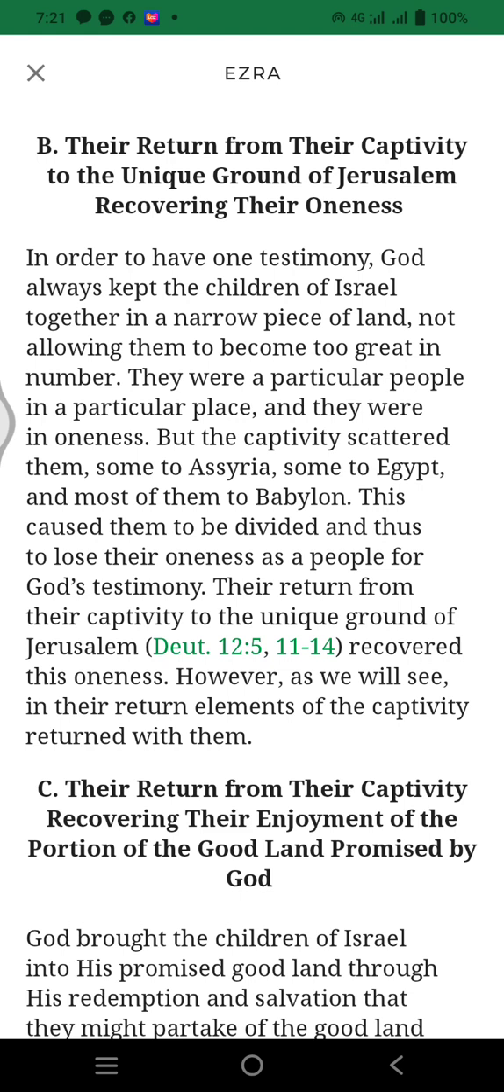But the captivity scattered them, some to Assyria, some to Egypt, and most of them to Babylon. This caused them to be divided and thus to lose their oneness as a people for God's testimony. Their return from their captivity to the unique ground of Jerusalem recovered this oneness. However, as we will see, in their return, elements of the captivity returned with them.